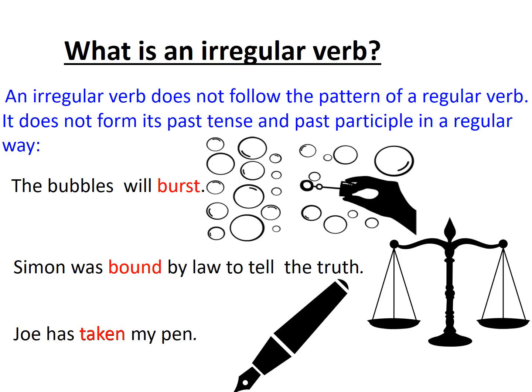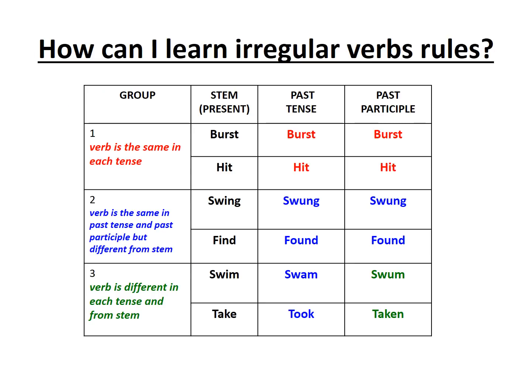So here's the answer to our question, how we can learn irregular verb rules. There are 3 major groups of irregular verbs, and they each have specific rules that I'm now going to share with you. But in all honesty, this is about learning which group certain verbs fall into, and then learning it and memorising it. In group 1, the verb is the same in each of its tenses.